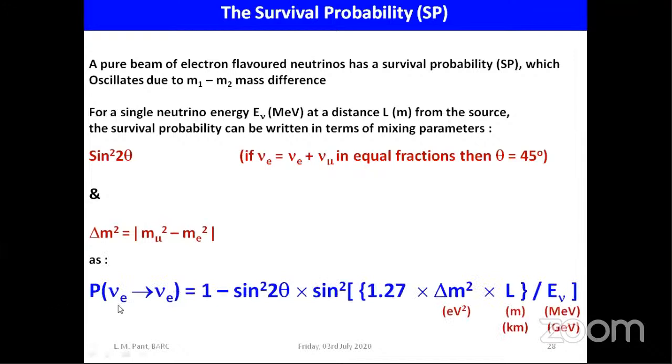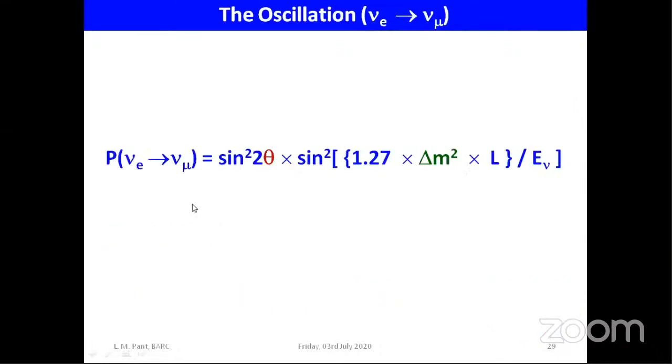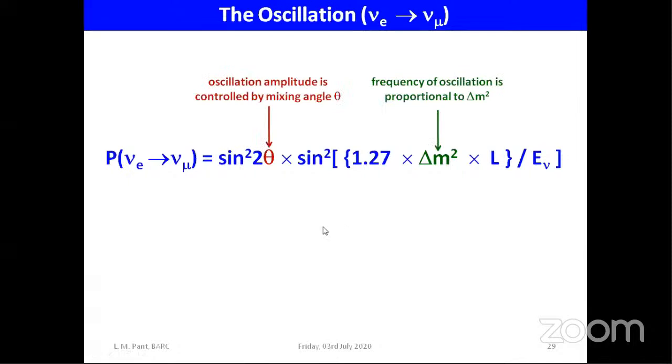The probability of an electron type of neutrino surviving as an electron type is 1 minus sine square 2 theta times a sine-squared term, in which delta M square is in eV square, length is in meters, and energy in MeV, or length can be put in kilometers and the energy in GeV. So on slide 29, if you see this formalism, the oscillation amplitude is controlled by the mixing angle theta, whereas the frequency of oscillation is proportional to delta M square. So these are two important parameters in this.